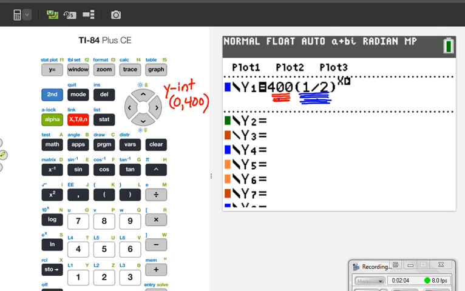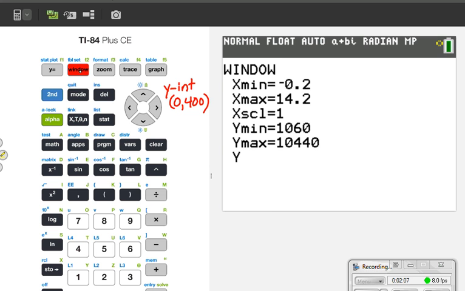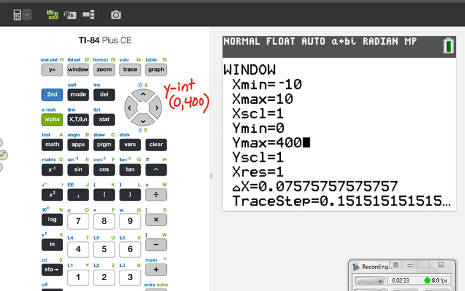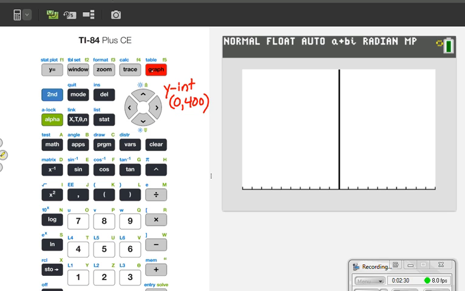Long story short, let's go to Window and set up our own window. For x, let's go from -10 to +10. But for y, let's go from 0 to 400. See what happens. Graph. Okay, does that make sense that it starts at 400 and then it drops pretty rapidly? Yes? Okay, so we have our y-intercept.